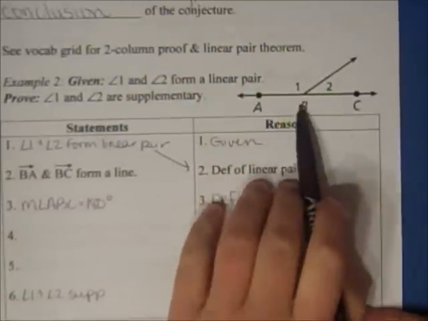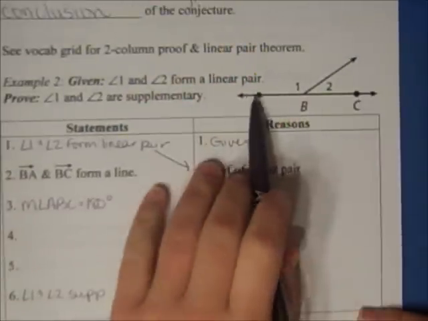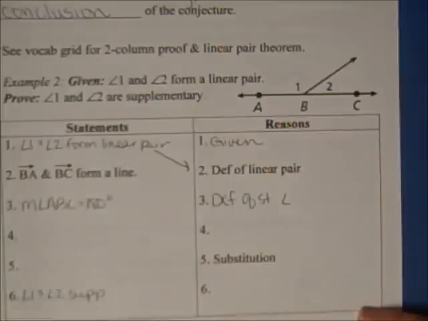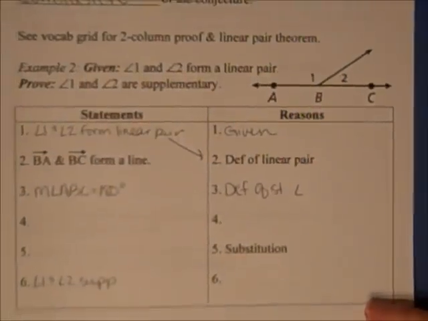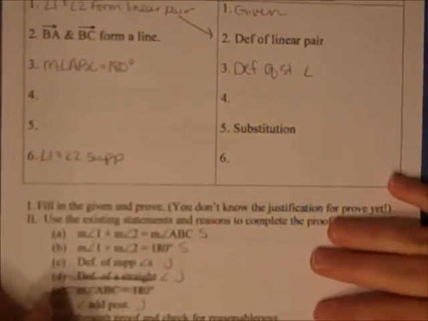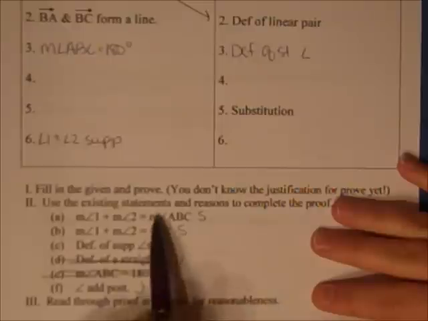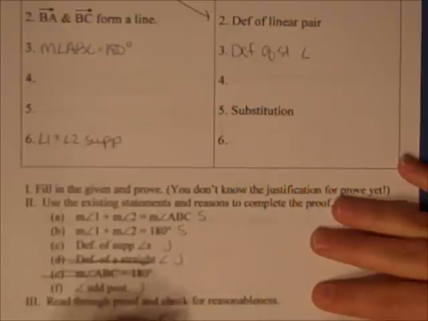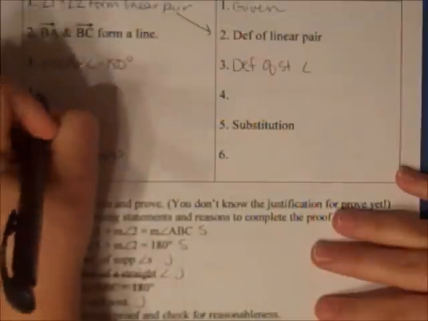The measure of ABC is a straight angle. It's a line. It makes up 180, so that's what we're talking about right here. Okay. Now, I'm talking about ABC, so out of these two statements I have left, which one should I use next? The one talking about ABC.